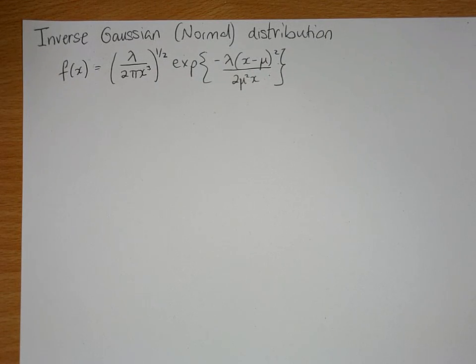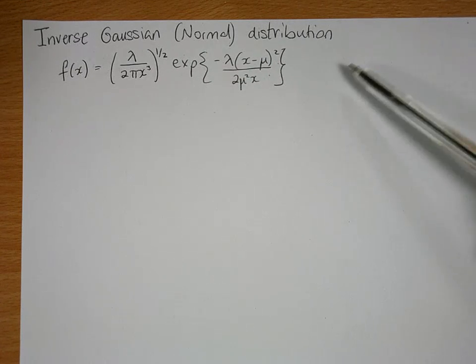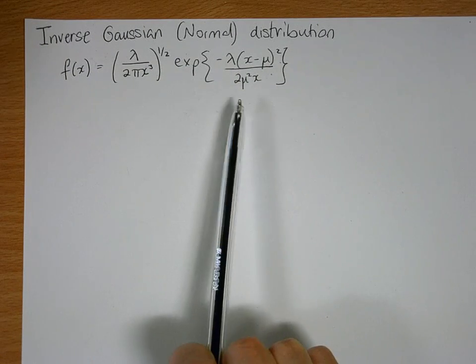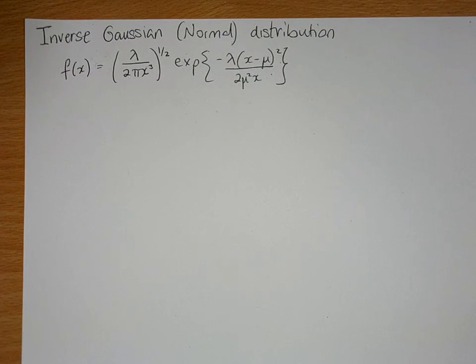So in this instance, we're going to show that the inverse Gaussian, otherwise known as the inverse normal distribution, is a member of the natural exponential family of distributions. So we begin with the form of the inverse Gaussian, which is as such. It is defined by two parameters, mu and lambda. And note that it's more complex than the Gaussian distribution.